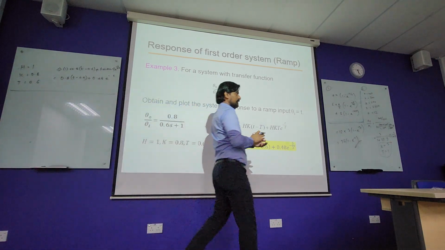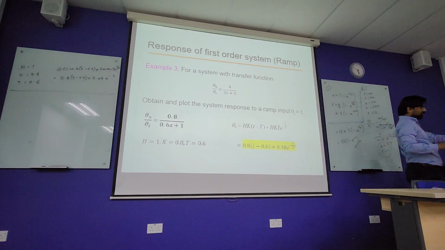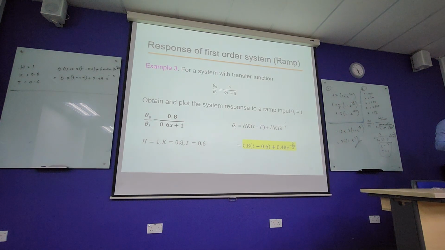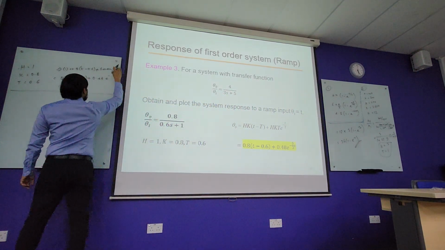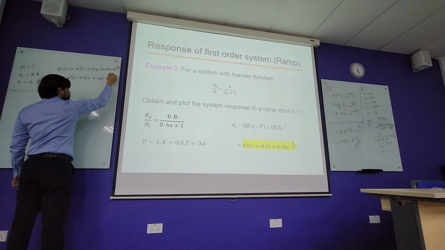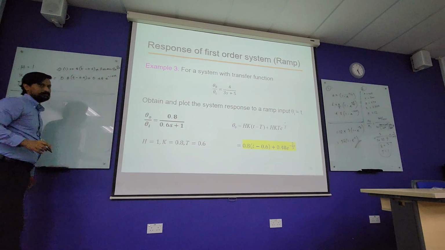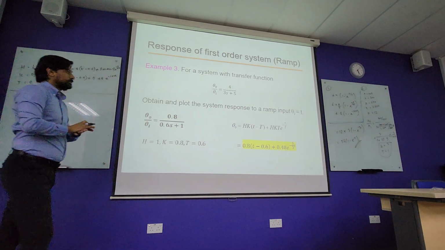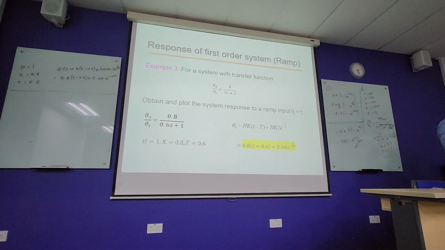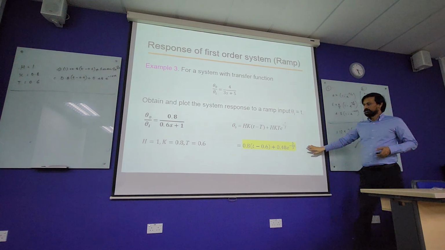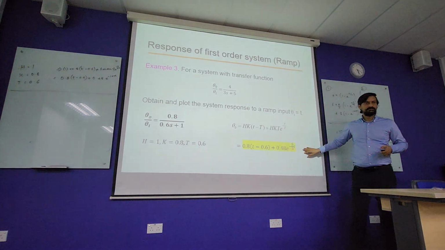Then you can count the number. Yeah, 1 divided by 0.6 will get 1.67, so minus 1.67t. So that is your ramp input formula, the response of the system. That's your final answer after substitution.